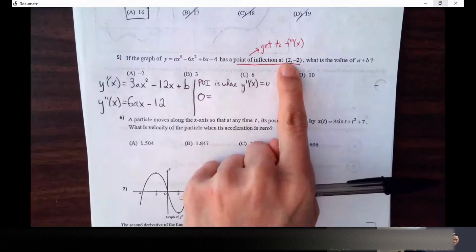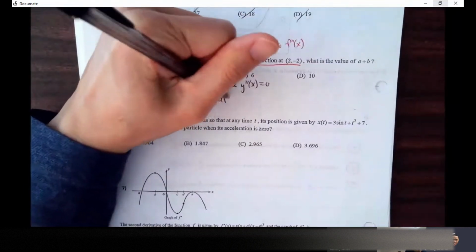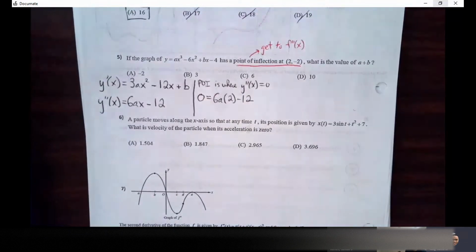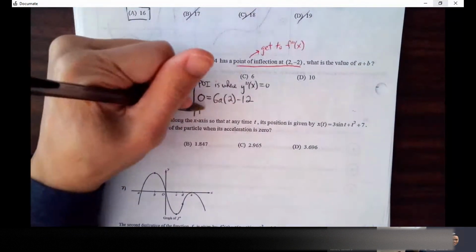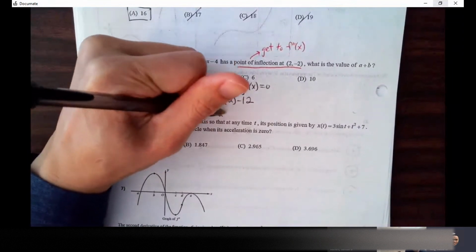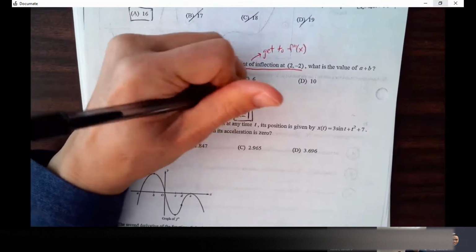My x value at that point is 2. You can cleanly solve for a here. Move the 12 to the other side. 2 times 6 is 12. So a is equal to 1. Okay, so we have a figured out.